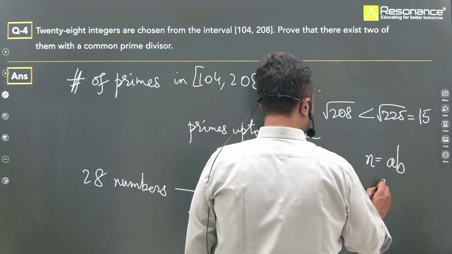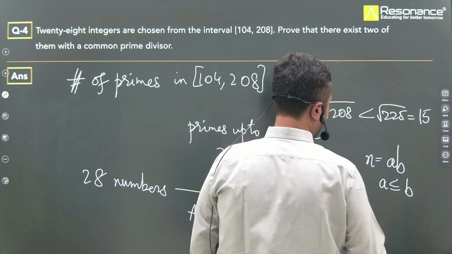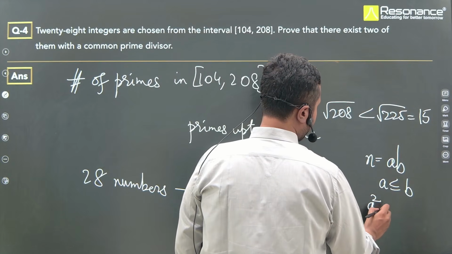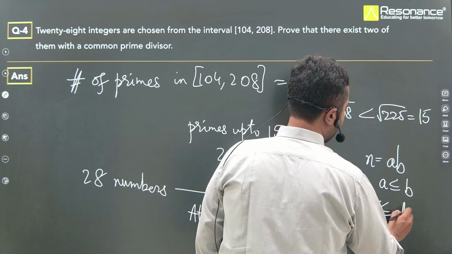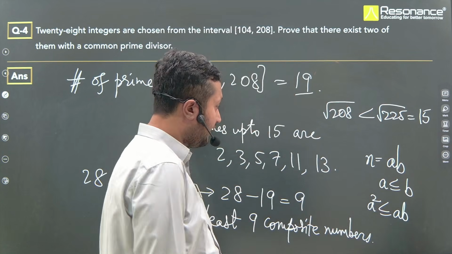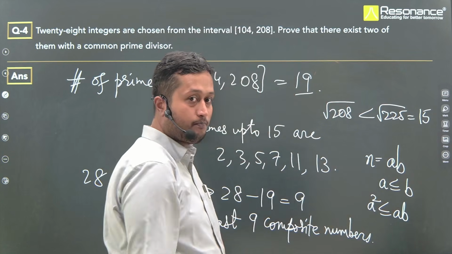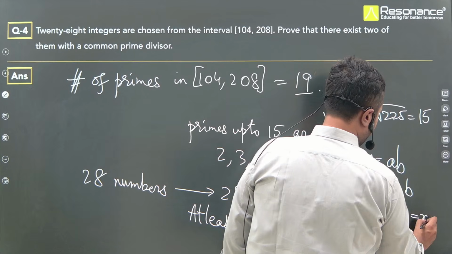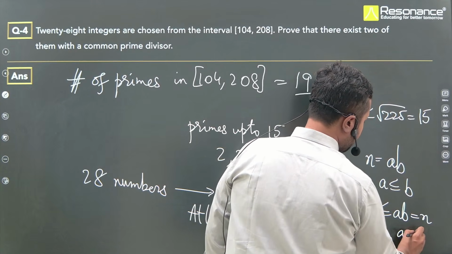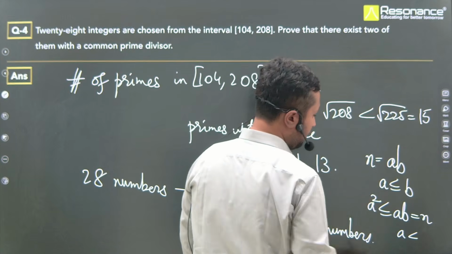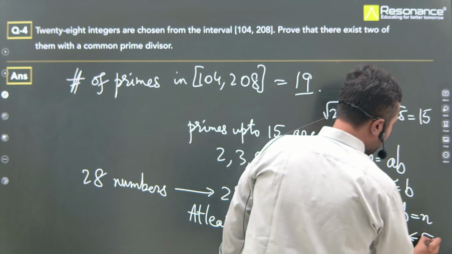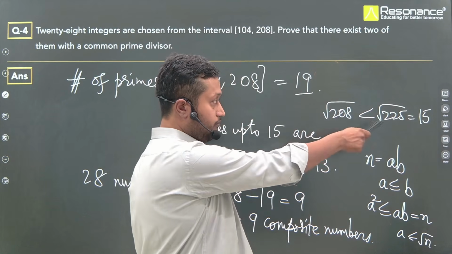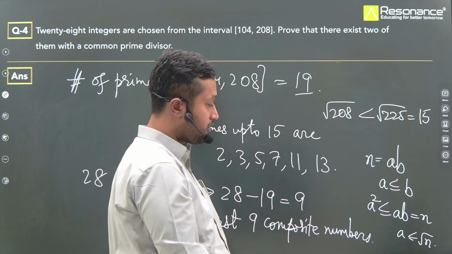Now, if I assume that a is less than or equal to b, then what happens? You see that a square is less than or equal to ab. All I did is multiply by a on both sides. Now, ab is n. So the smaller number has to be less than or equal to the square root of n. Right? That justifies why we have to include only these primes.